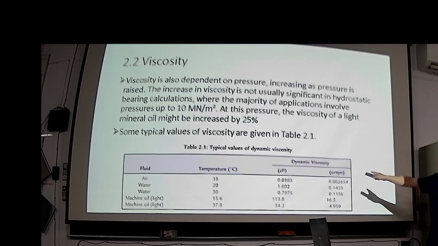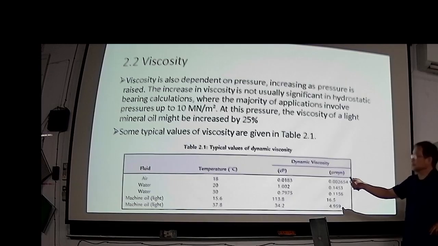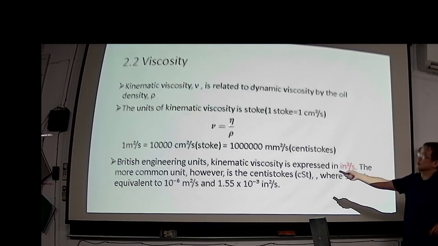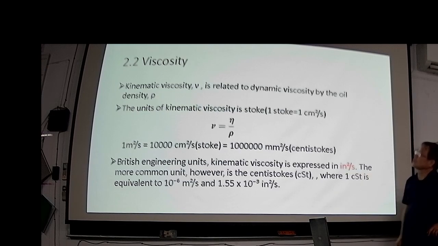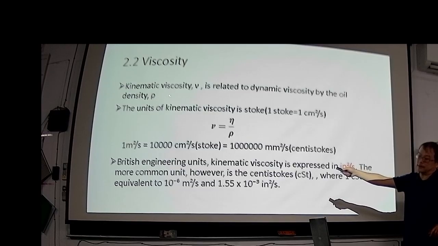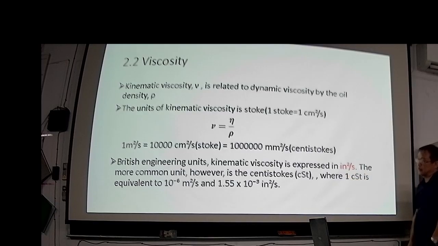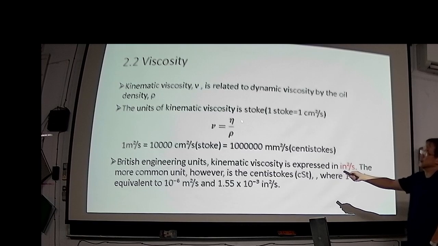So the dynamic viscosity is eta. This is called the dynamic viscosity. Mu is called the kinematic viscosity. So kinematic viscosity is equal to the dynamic viscosity divided by the density.